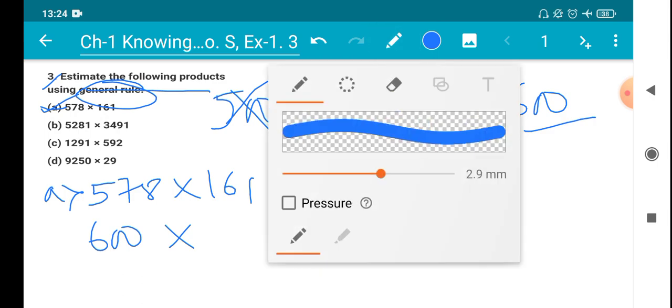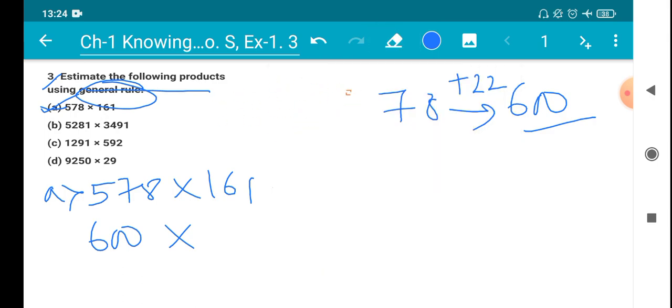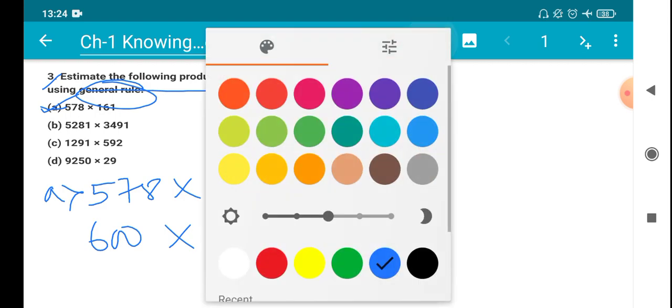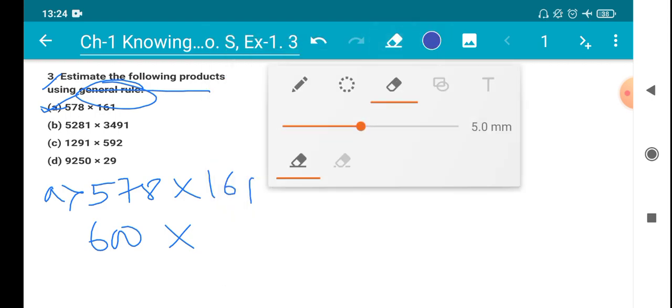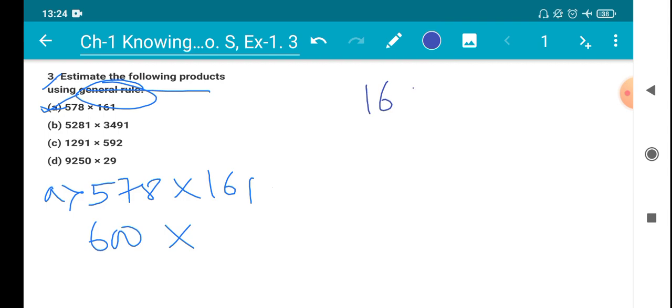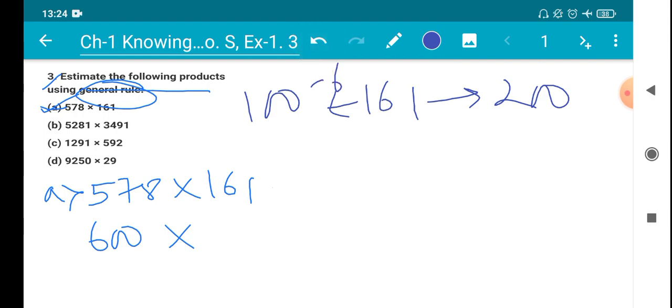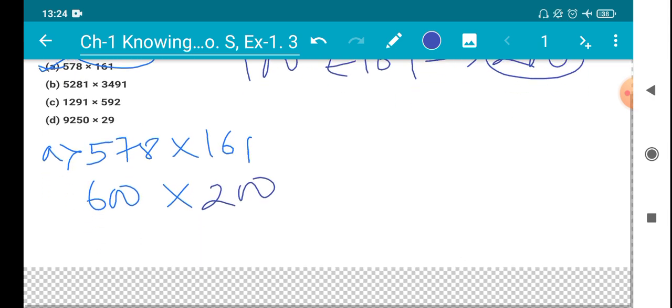Similarly for 161, we can write it as 100 or 200. To reach 100 you have to subtract 61, and to reach 200 from 161 you just add 39. Moving forward 39 steps, you get the nearest 100 value, so it is 200.